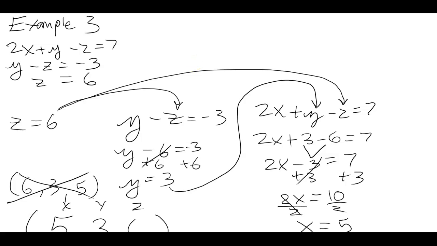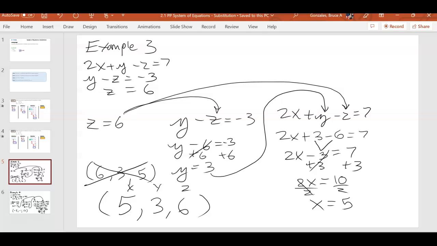Is there a way to exit this? Okay. Now, I did it kind of not in the columns way. I just started with what's the easiest one? z equals 6. I plugged it into the second one, and I got y equals 3. Plugged it into the first one, got x equals 5. I'll leave it up there.